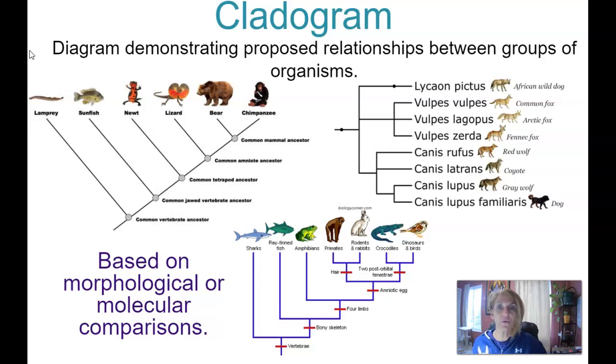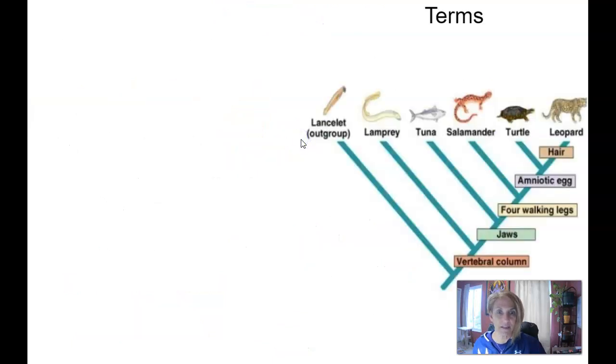So what you're going to do to create a cladogram is you would look at morphological, structural comparisons as well as molecular comparisons. So you might look at amino acid sequences or DNA sequences. You might look at physical features. Cladograms come in many different shapes and sizes. They all have the basic premise together. The closer two organisms are in a cladogram, the more closely related they are, and the more common ancestor they share. So let's talk about the pieces and parts of the cladogram.